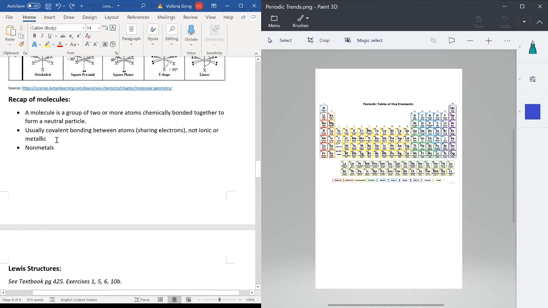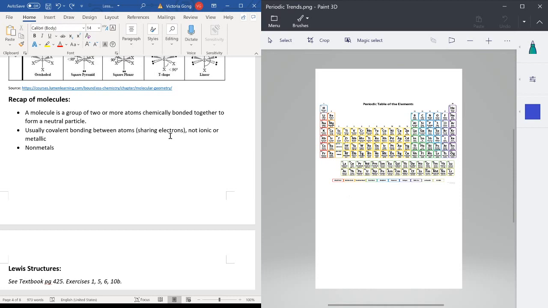Since they're free-floating particles, when we say molecules, we usually refer to liquids and gases, because the molecules are able to move around and they're independent particles. They usually form through covalent bonds, which is two atoms bonding by sharing electrons to fill in their respective shells. So they're not usually ionic or metallic bonds, because those are usually found in solid substances.